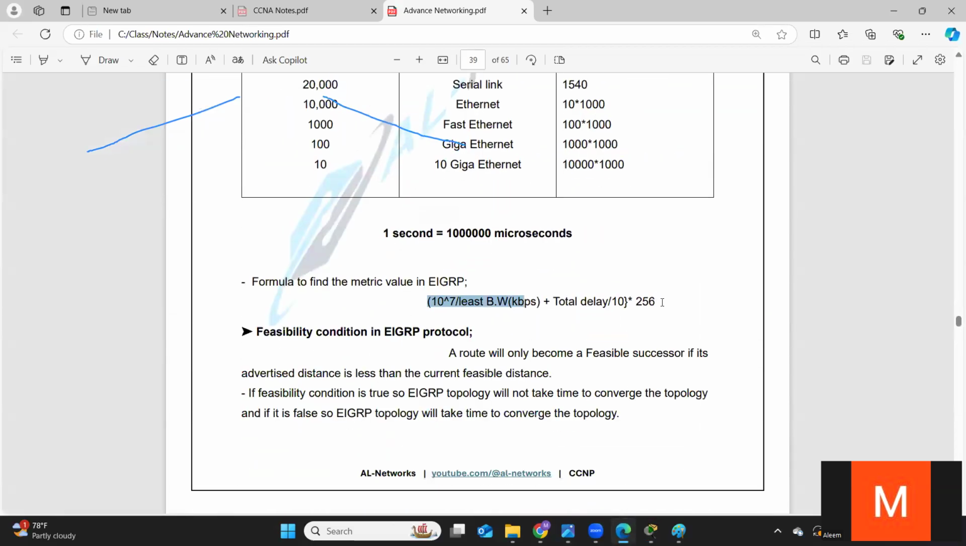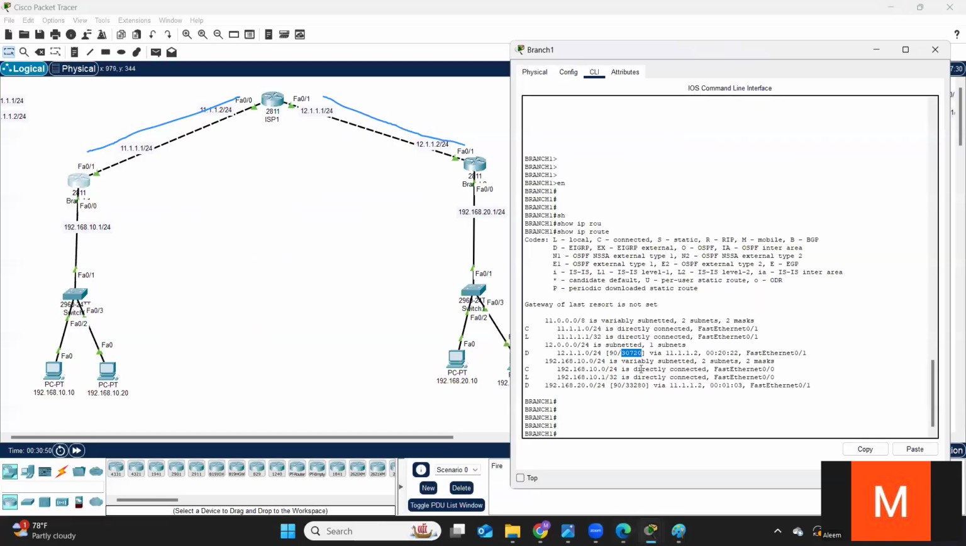This is what we have, a formula: 10 to the power of 7 divided by the least bandwidth, plus the total delay in tens of microseconds, multiplied by 256. This is the formula, so through it we will get this value.